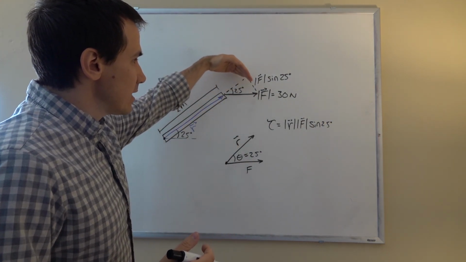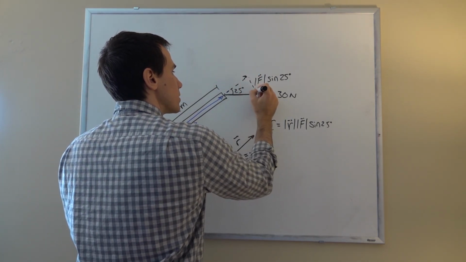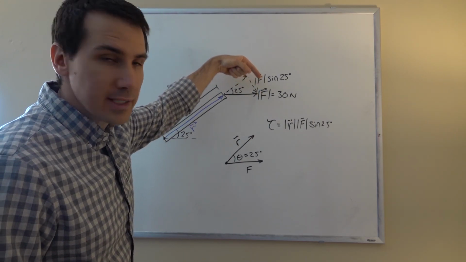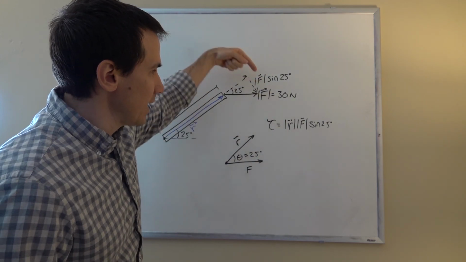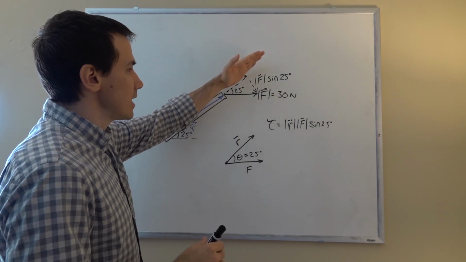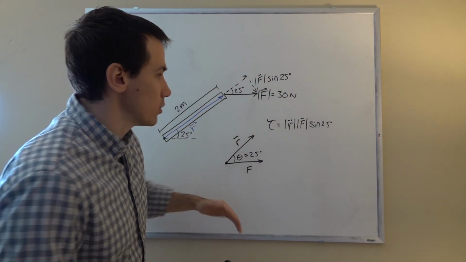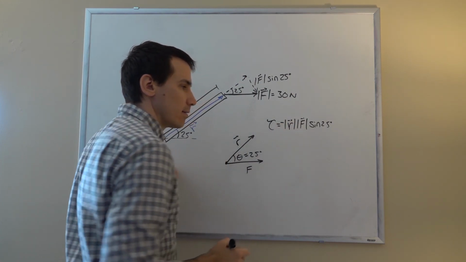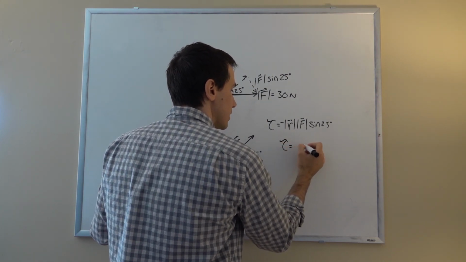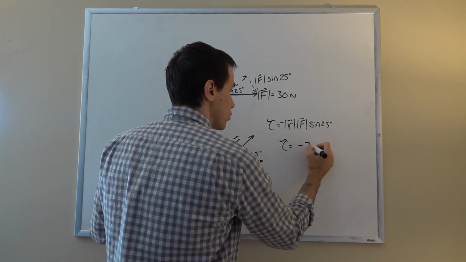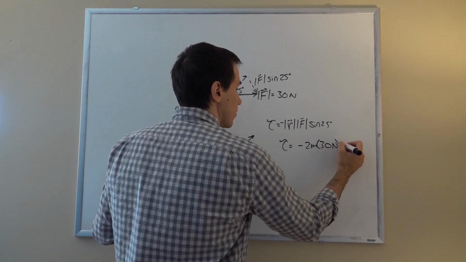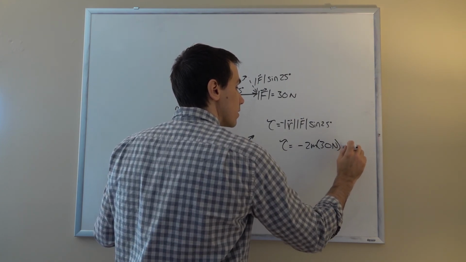And notice that this force here, if I draw my arrows on my vector, the tangential component, the component that's causing our torque, is attempting to get the door to rotate in the clockwise direction. So we are going to pick up a minus sign out front here. So our torque in this case is negative 2 meters multiplied by 30 newtons multiplied by the sine of 25 degrees.